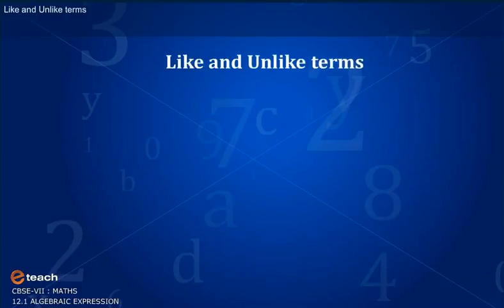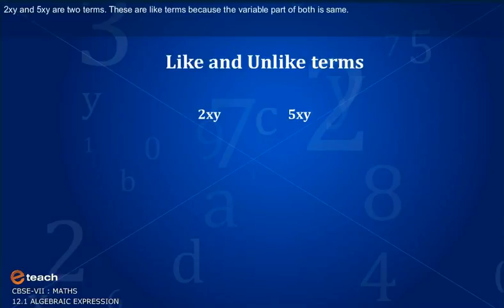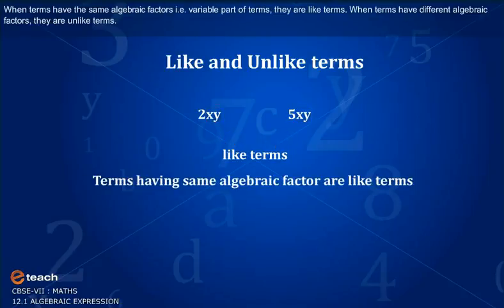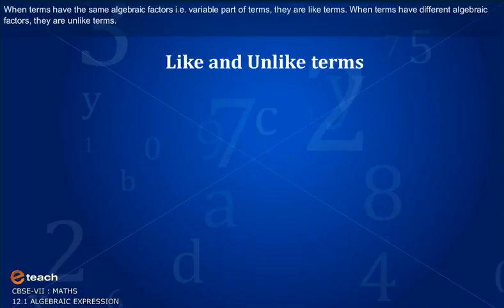Like and unlike terms. 2xy and 5xy are two terms. These are like terms because the variable part of both is the same. When terms have the same algebraic factors, that is, the same variable part, they are like terms. When terms have different algebraic factors, they are unlike terms.